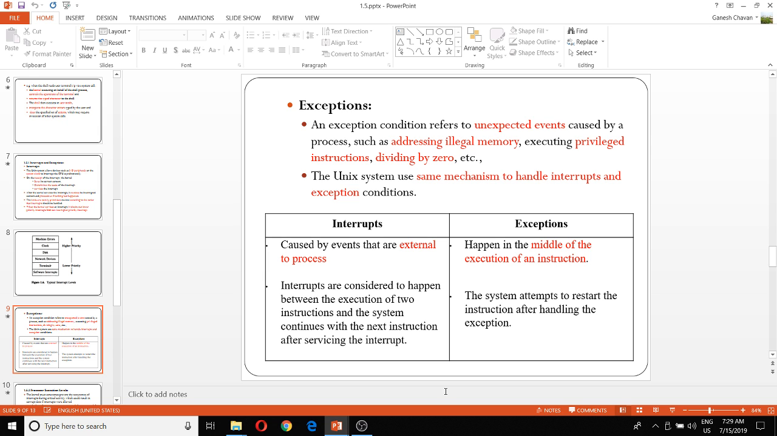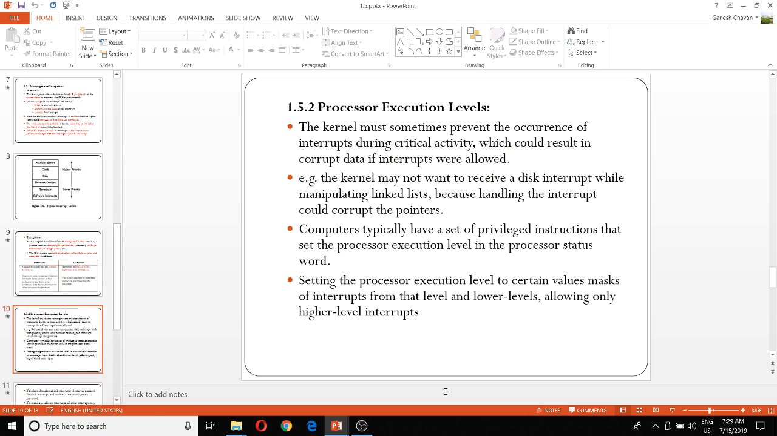Interrupts are caused by events that are external to the process, while exceptions happen in the middle of the execution of an instruction. Interrupts are considered to happen between the execution of two instructions, and the system continues with the next instruction after servicing the interrupt. While for an exception, the system attempts to restart the instruction after handling the exception.